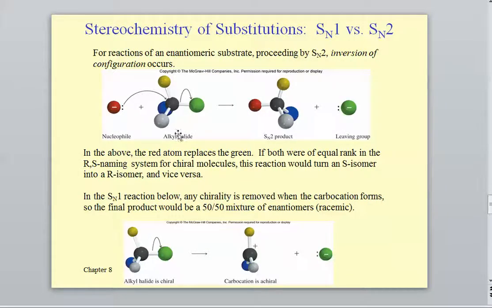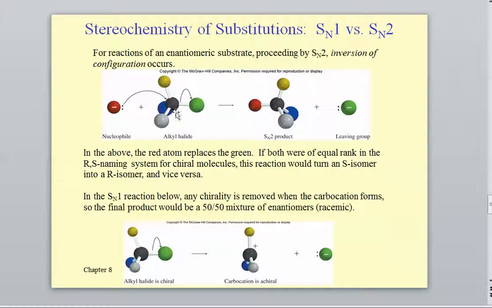So on this slide, if we imagine this alkyl halide here to be chiral, if those four colors represent four different atoms or four different groups, then that would be a chiral molecule, one of two possible enantiomers. Be it R or S, it would depend on certainly the exact identity of these groups, but when the SN2 mechanism occurs, the nucleophile comes in from the opposite side that the green atom here leaves. And so what that means is it essentially reverses the chirality at that center. We say that there's this inversion of configuration.